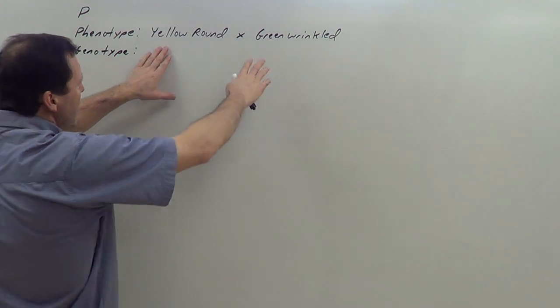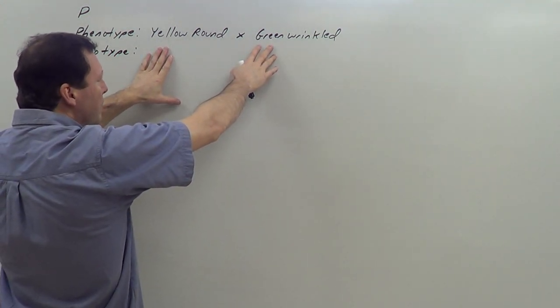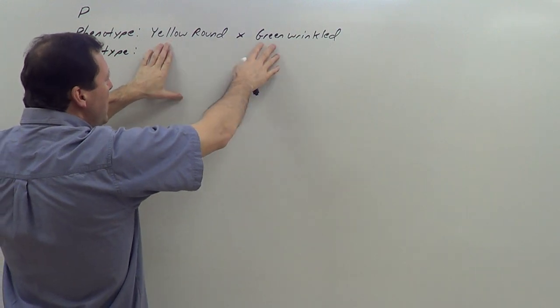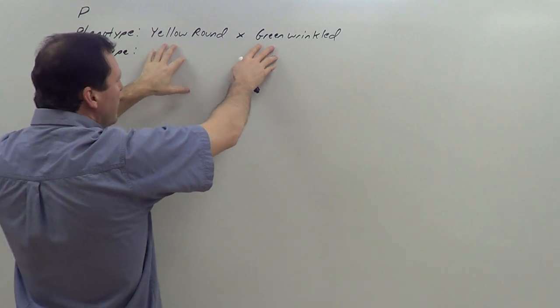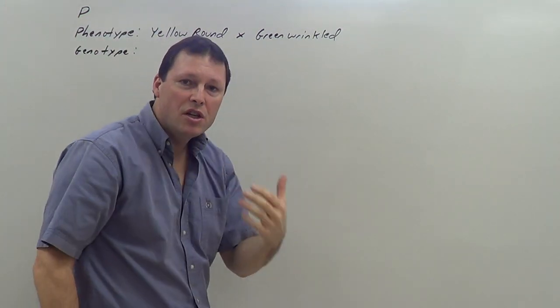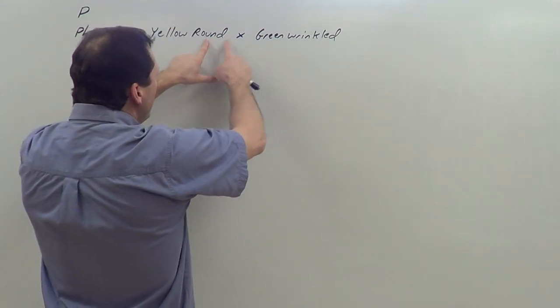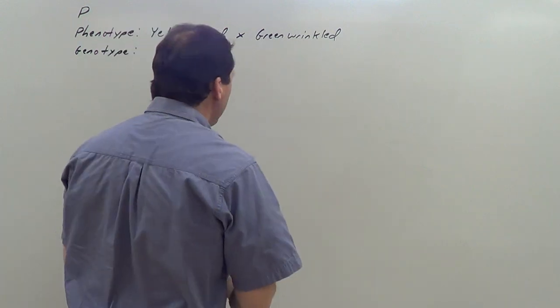Now, yellow and green, that's a character, that's color. And yellow and green are traits of the character seed color. Round and wrinkled is a character for seed shape. And round and wrinkled are the traits for the character shape.